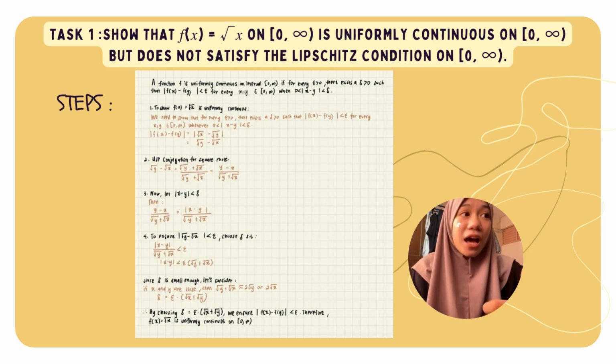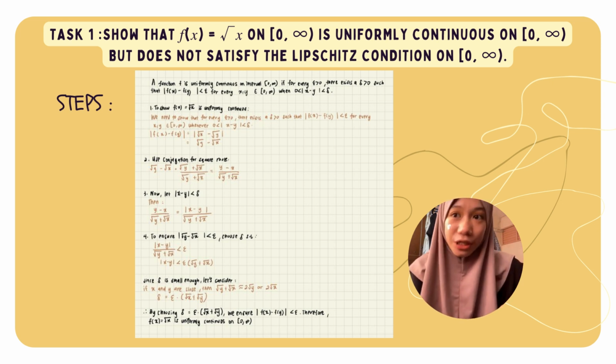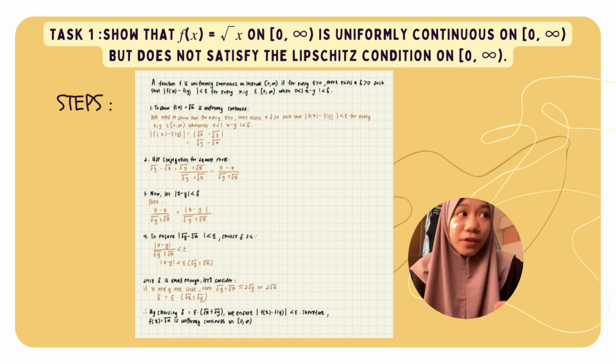So to show that f(x) equal to square root x is uniformly continuous, we need to show that for every epsilon greater than 0, there exists a delta greater than 0, such that in modulus f(x) minus f(y) is less than epsilon for every x, y element of [0, infinity) whenever x minus y is greater than 0 and less than delta. So the second step is we need to use conjugation for the square roots.